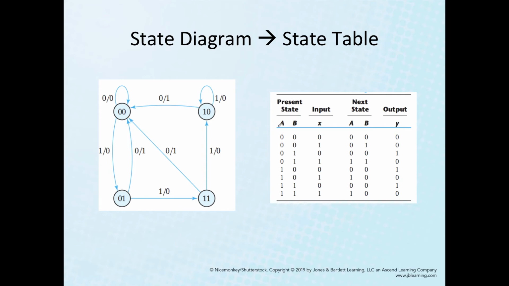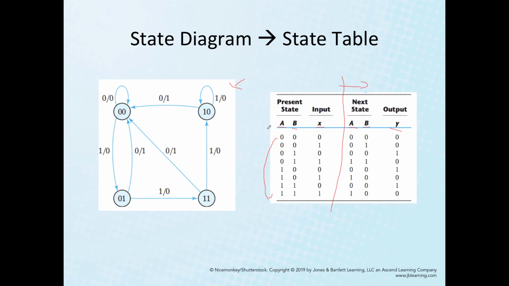Given the present state, the 2 bits of the flip-flops and the one input, just list all possible values: 0 0 0, 0 0 1, and so on. Since we have 3 bits, we have 8 different enumerations. Then, using the state diagram, construct the right part: what will be the flip-flop values A and B, and Y on the next clock tick.